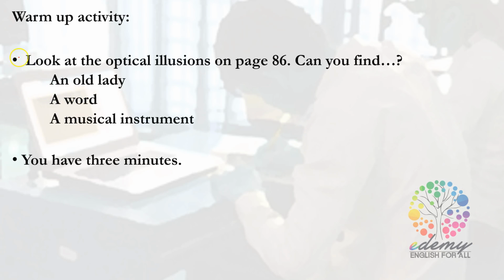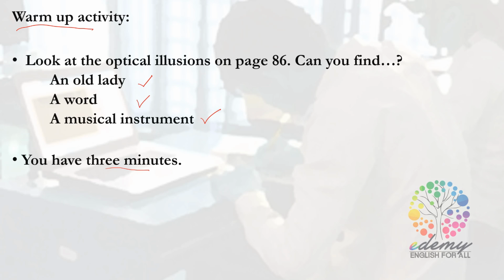Okay, here is the warm-up activity that I want you to do. First of all, I want you to look at the optical illusions on page 86 on your left hand side and find 3 things for me. I want you to find an old lady, a word, and a musical instrument. So now you can look at the pictures from 1 to 9 and find all these 3 things. You have 3 minutes to do it. Please pause the video by yourself.